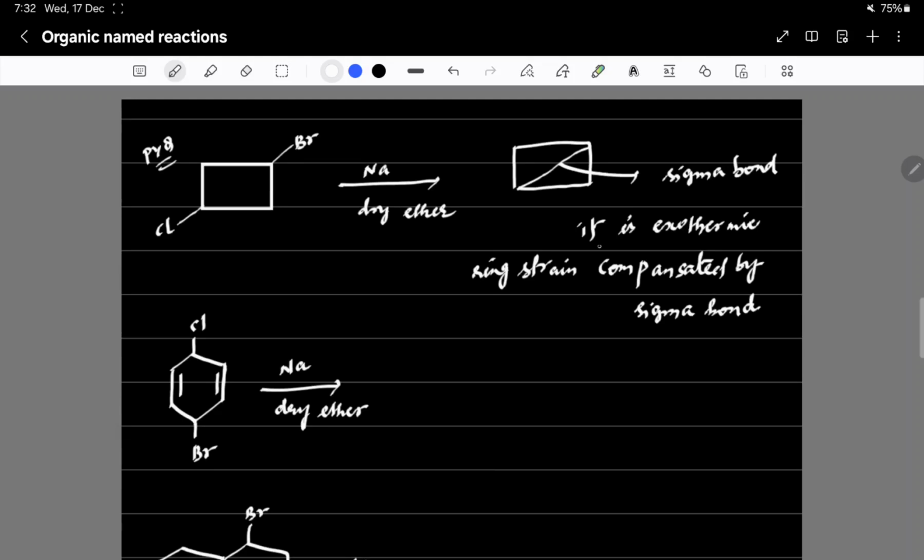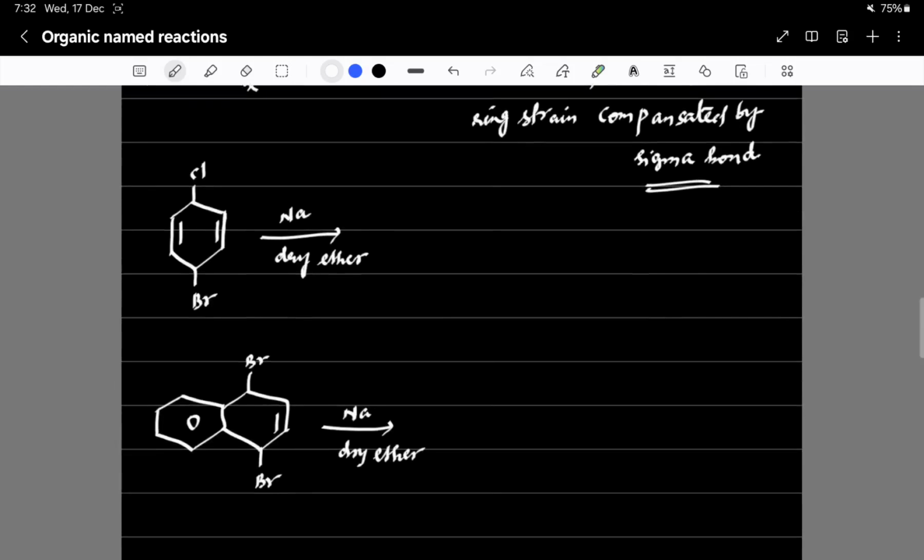So it is a sigma bond, and the exothermic ring strain is compensated by the sigma bond only, right? For example, if the ring strain formation is X plus 20, then the formation of the sigma bond compensates this energy, that is 100 kilojoule per mole, so X minus 80, right? It means here the ring strain is overcome by this sigma bond only. That's why these reactions are feasible and stable only, right? Now look at this, students. This is a ClBr, in this particular case.